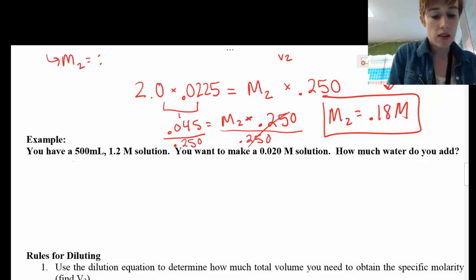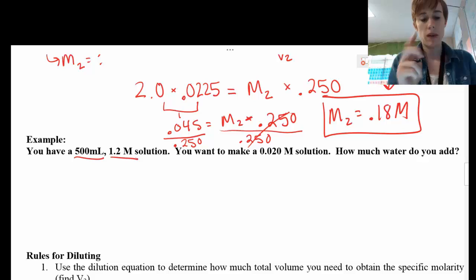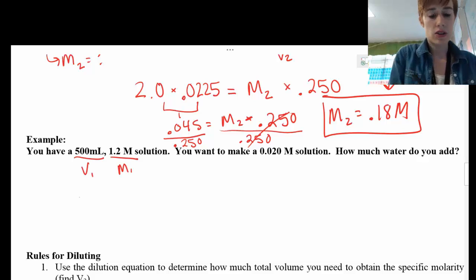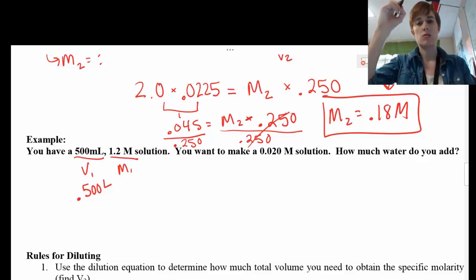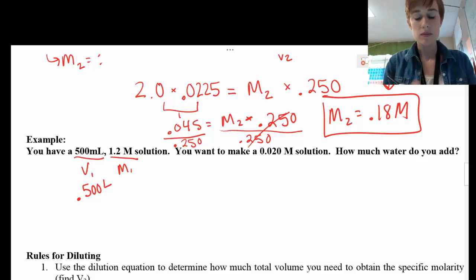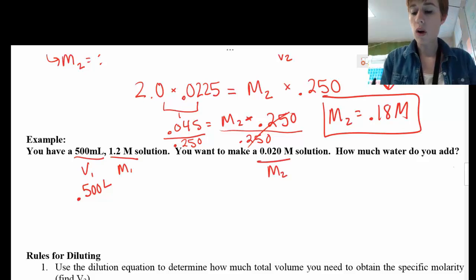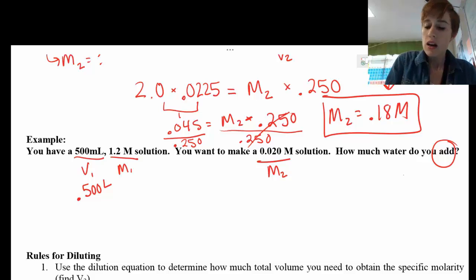I have a 500 milliliter 1.2 molar solution. Those are my V1 and my M1. Now my V1 is in milliliters, so let's change that to liters. It's 0.500 liters, by the way, because you move the decimal 3 places to the left. I want to make this molarity solution, so this is M2. How much water do you add? Technically it's not asking for the total volume, it's just asking how much do I add.